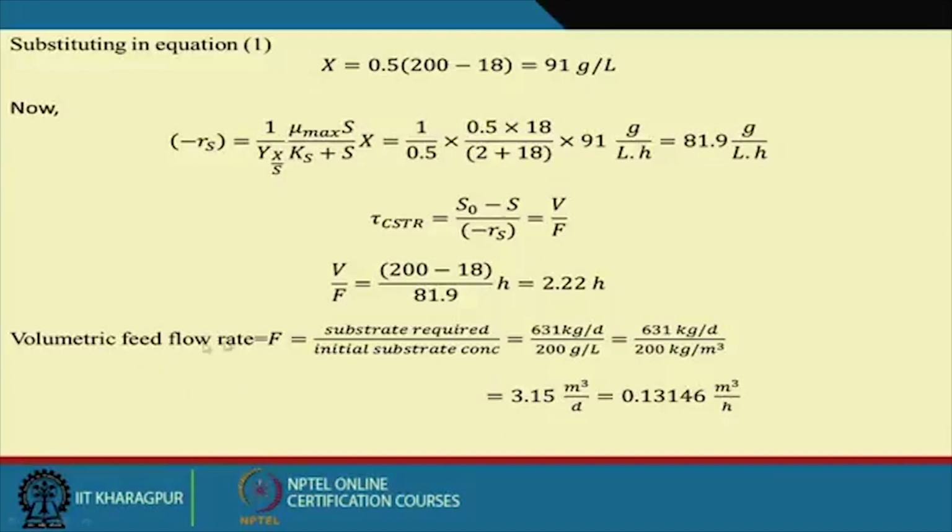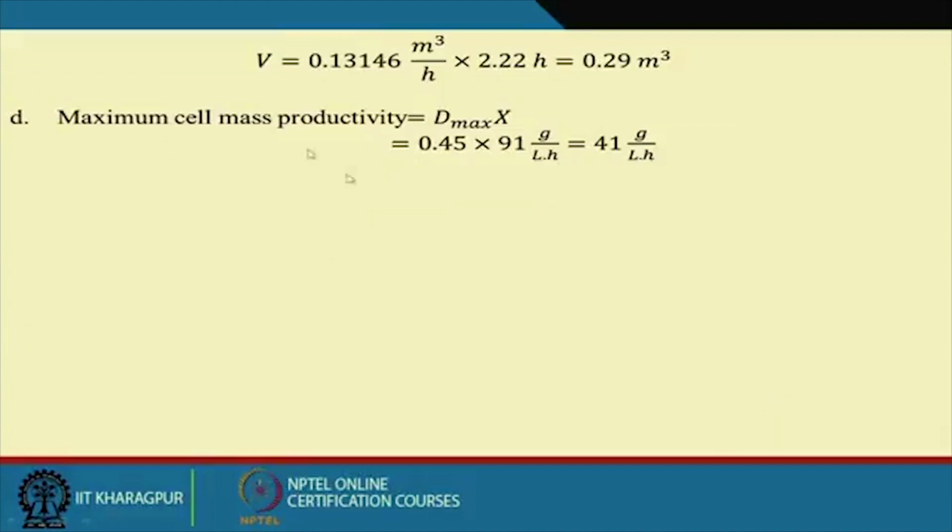Then the volumetric feed flow rate is the substrate required divided by the initial substrate concentration. This comes to about 0.13134 cubic meter per hour. So, the volume of the fermenter comes to about 0.2329 cubic meter. Maximum productivity we can easily calculate. We know D max, we know the x value. If you multiply these, we can find out the maximum rate of cell mass production.